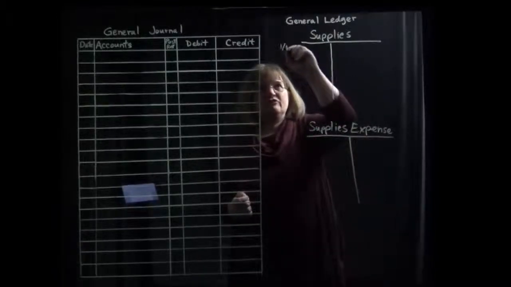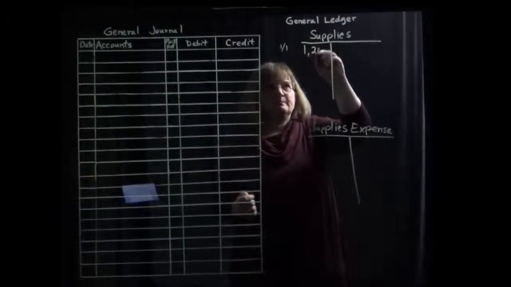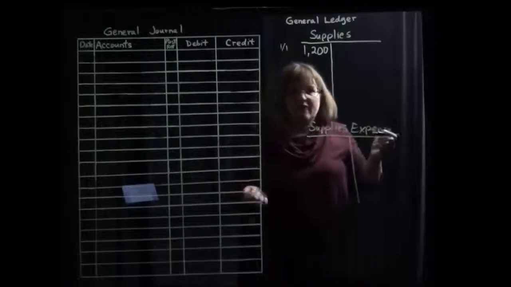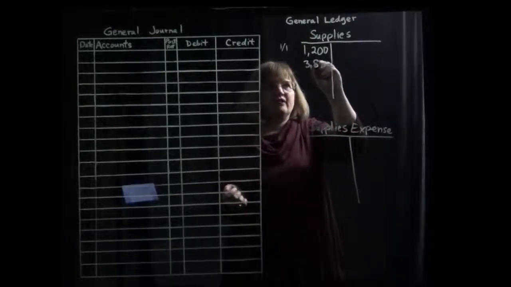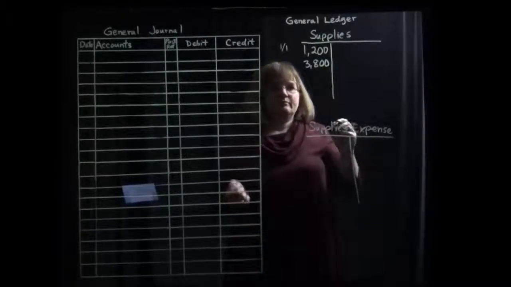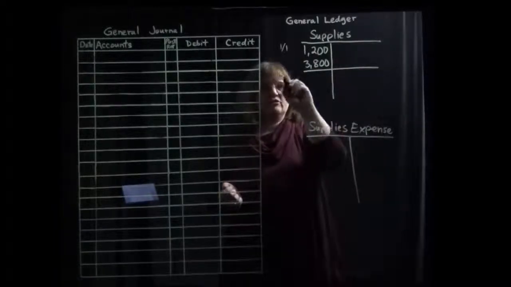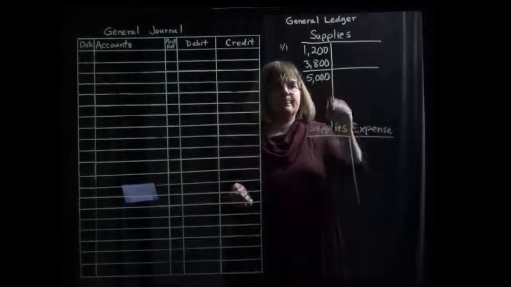So the January 1st balance in supplies was $1,200. They then tell us that when they made additional purchases of supplies during the month, those totaled $3,800. That means the unadjusted balance at January 31st would have been $5,000.